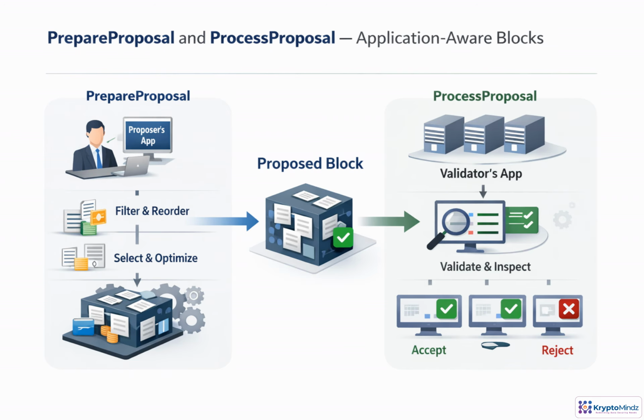Proposal handling is where the application gets a voice in block construction. The proposer starts with candidate transactions. Before voting begins, Prepare Proposal can filter spam, reorder transactions, or choose a subset that fits the app's policy. The resulting block is sent to validators. Each validator then runs Process Proposal to deterministically inspect the proposal and accept or reject it. The key rule is safety. Every validator must reach the same conclusion from the same block.